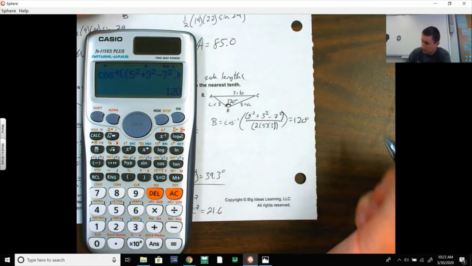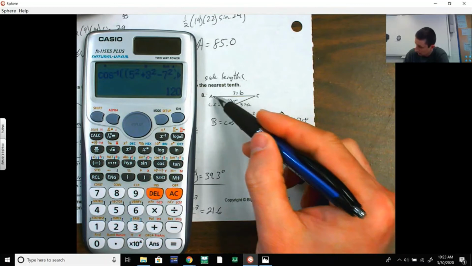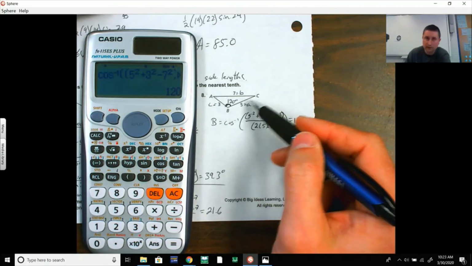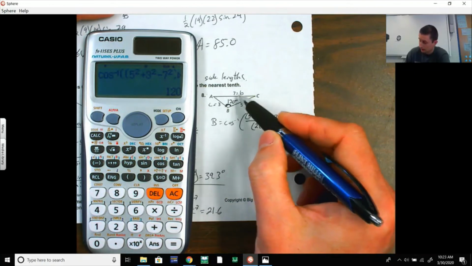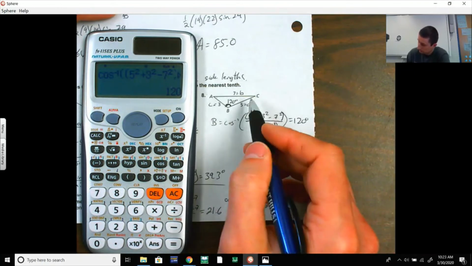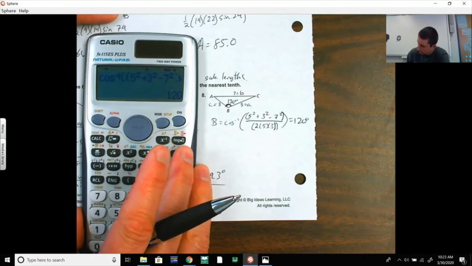So now you have an option. You can use the same formula to find A or C, and then take 180 minus those two to get your third one. Or you can go back to the law of sines and use it to find A or C. So let's practice this again.